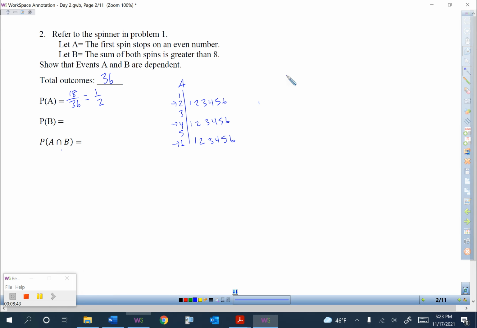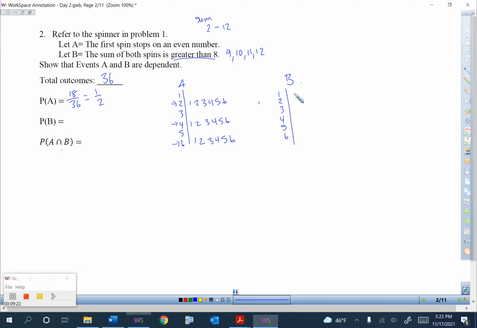Okay, B. The sum of both spins is greater than 8, so 1, 2, 3, 4, 5, 6 again. And we want to put this with a number greater than 8. So if we're thinking about our spinner, our lowest sum possible, 1 with 1, is the sum of 2. And our highest sum possible is a 6 with a 6, and that goes with 12. We're only going to focus on the ones greater than 8, so that would look like 9, 10, 11, or 12. So we're going to go through these in order and decide, can we put a number 1 through 6 with our first number to get one of these sums?